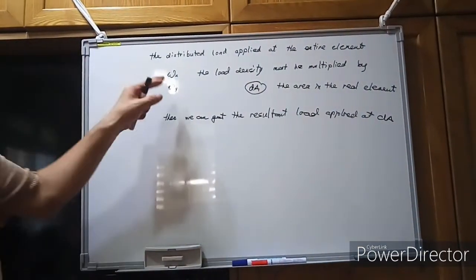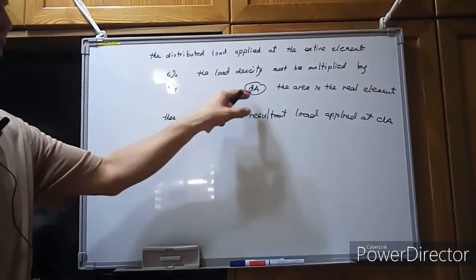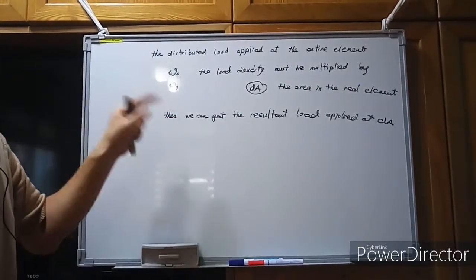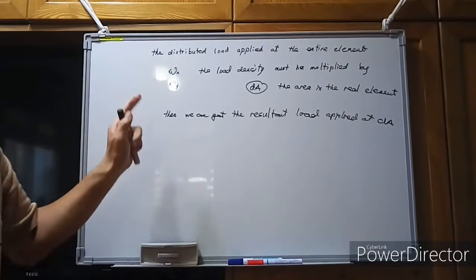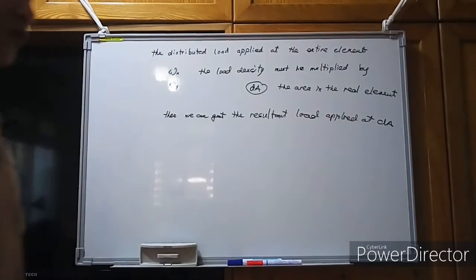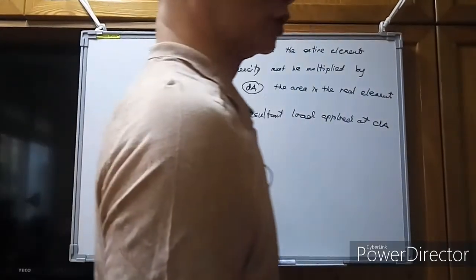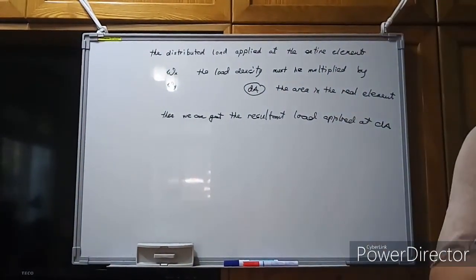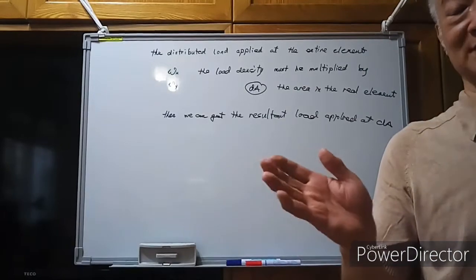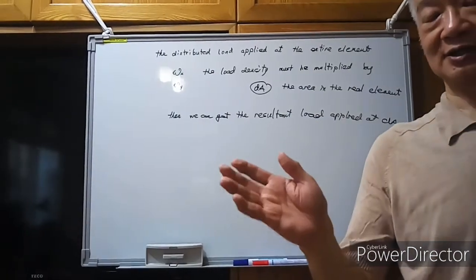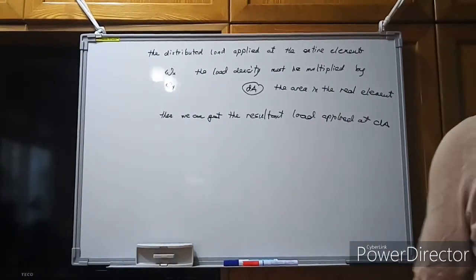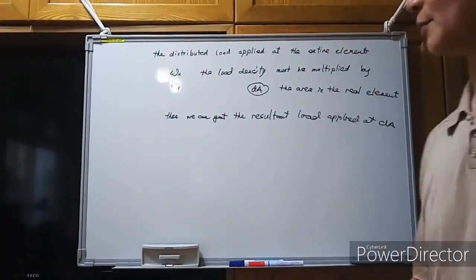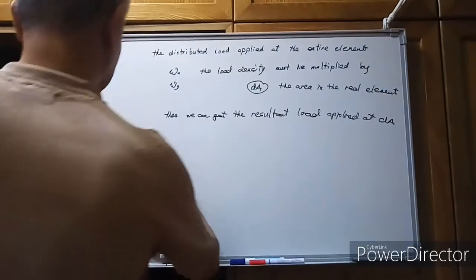And these two, Wx, Wy multiplied by the dA, you will get the resultant load along the x direction and the resultant load along the y direction. And if we would like to calculate the work done by the distributed loadings, then we need to multiply the corresponding displacement along the x direction, also the displacement along the y direction. Then we can calculate the work done.